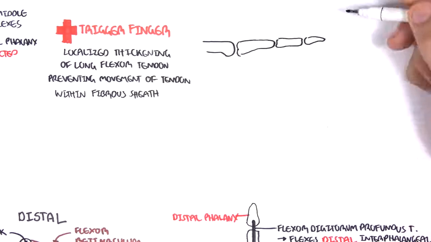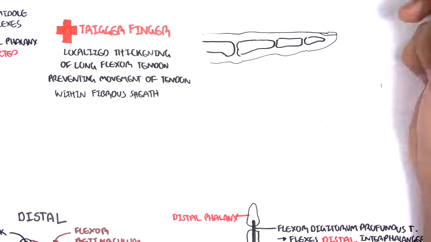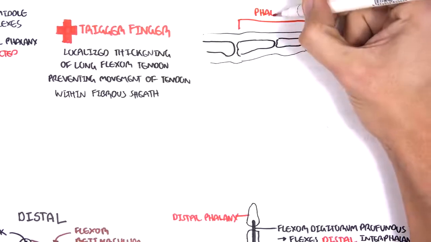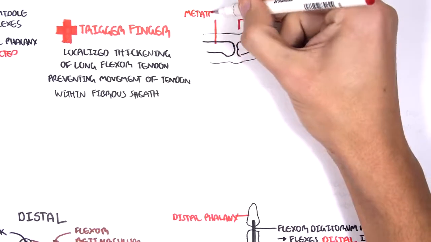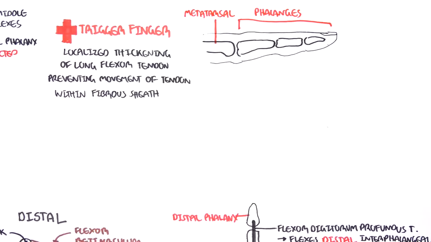Here is a finger, like your index finger. Here are your phalanges, and proximally are your metacarpal bones. Sorry, I know I wrote metatarsal. Tarsals are in your foot. This is meant to be metacarpal.